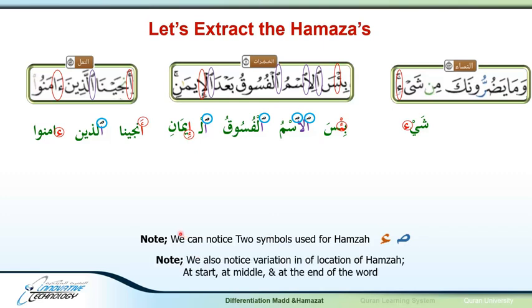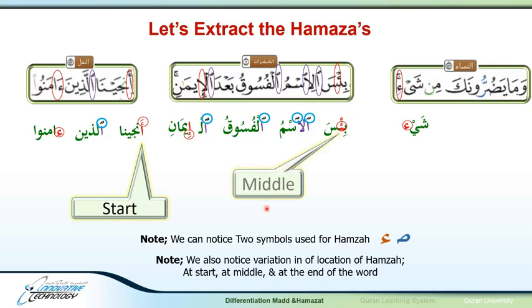The second conclusion we find is that we notice a variation in the location of the hamzas. They could be either at the start, or at the middle, or at the end of the words. This is an example of a hamza at the start of the word. And this is an example of a hamza at the middle of the word. While this is an example of a hamza at the end of the word.